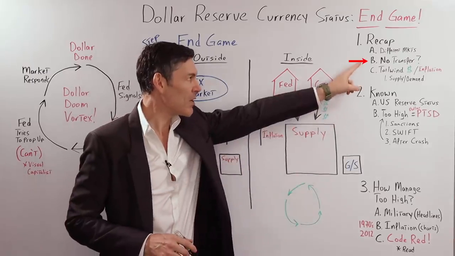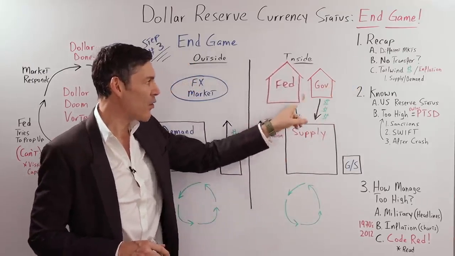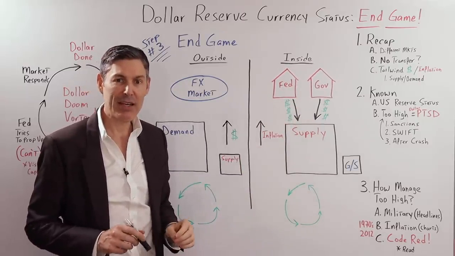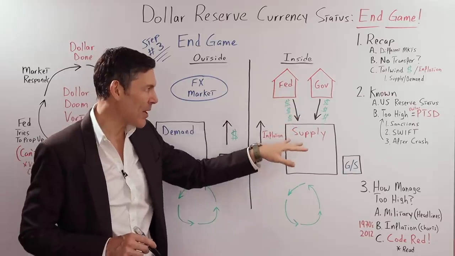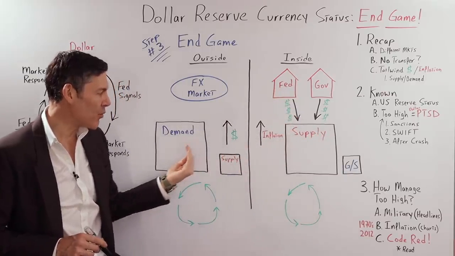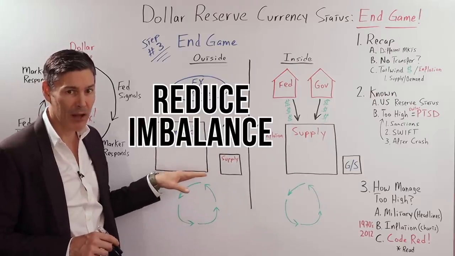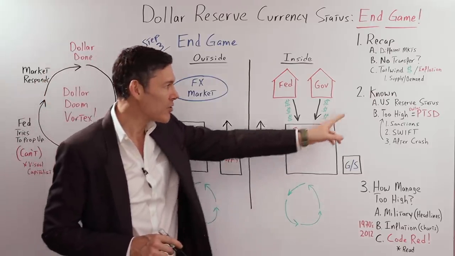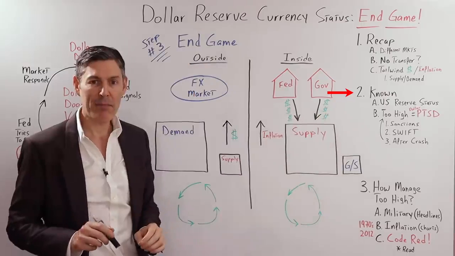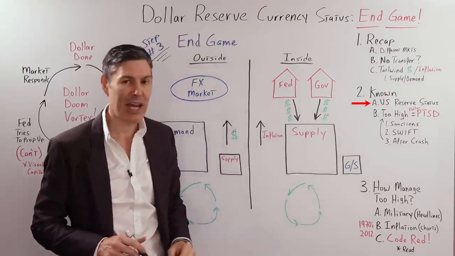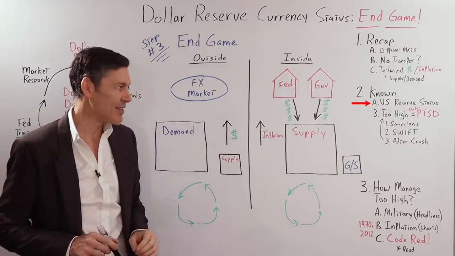The main takeaway from yesterday's video is the Fed nor the government have an effective transfer mechanism to get the funny money they print and spend outside of the US to reduce the demand-supply imbalance. The next step is we have to understand what the knowns are. What I mean by that is it's very safe to assume the US wants to maintain the reserve currency status.